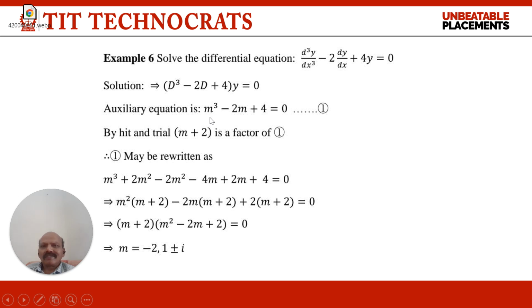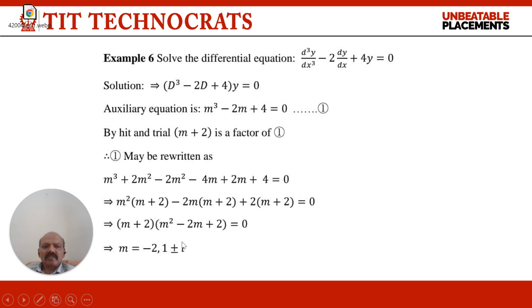Now when you go and find the roots, by hit and trial method, one of the factors is m plus 2. Dividing this whole equation by m plus 2, the other quadratic factor will be m square minus 2m plus 2 equal to 0. So here one root is minus 2, which is real and distinct. The other, m square minus 2m plus 2, is a quadratic factor that corresponds to the roots 1 plus minus i. So this is now complex.